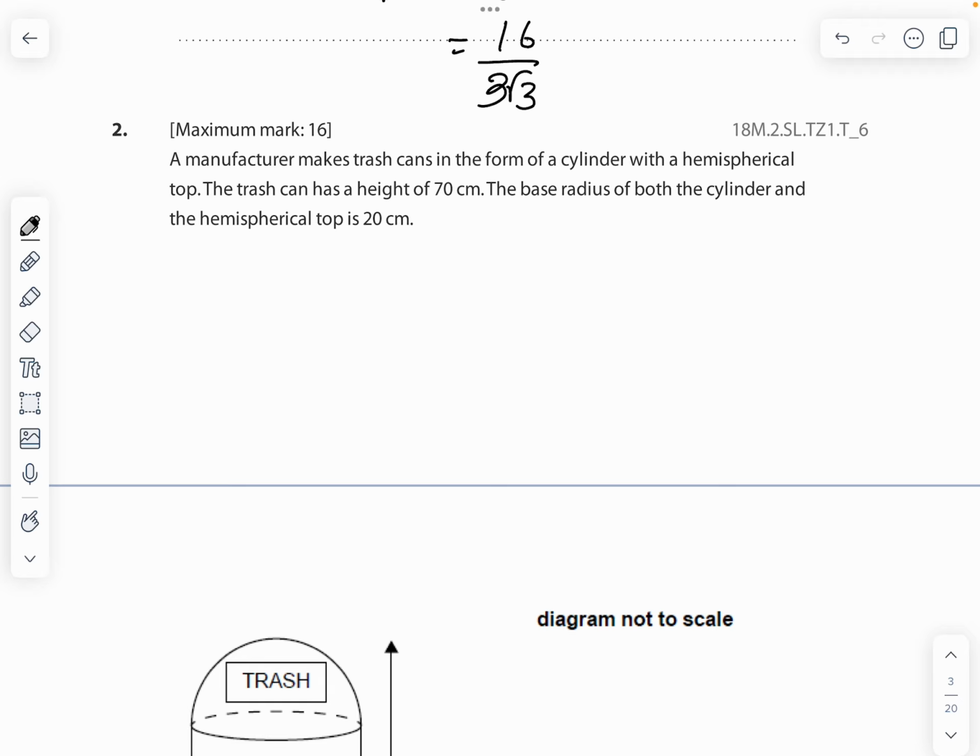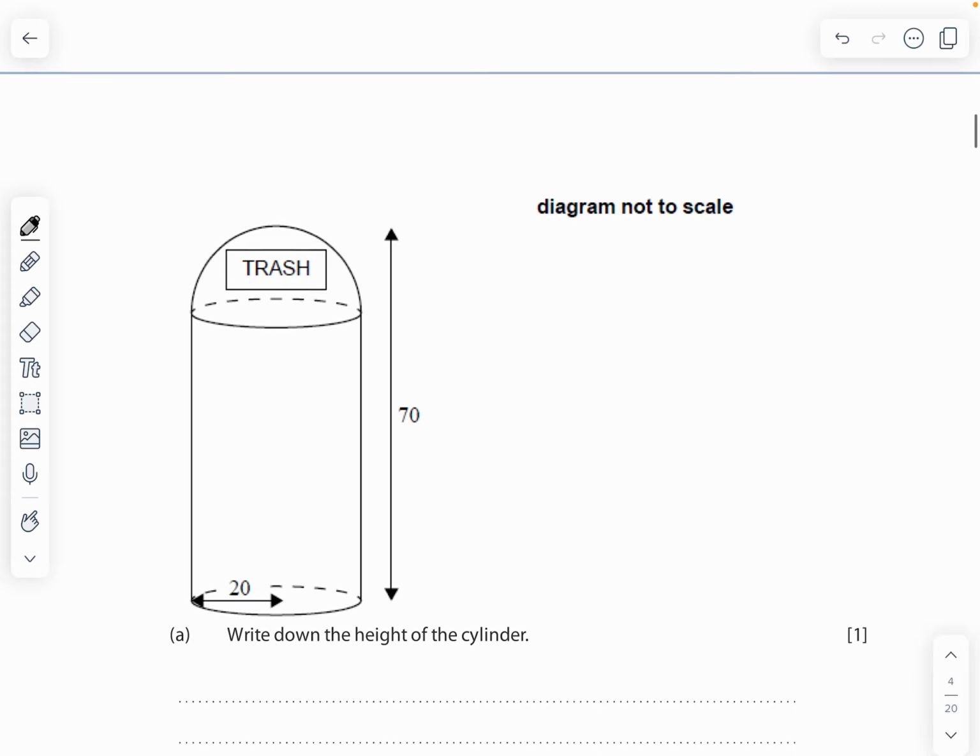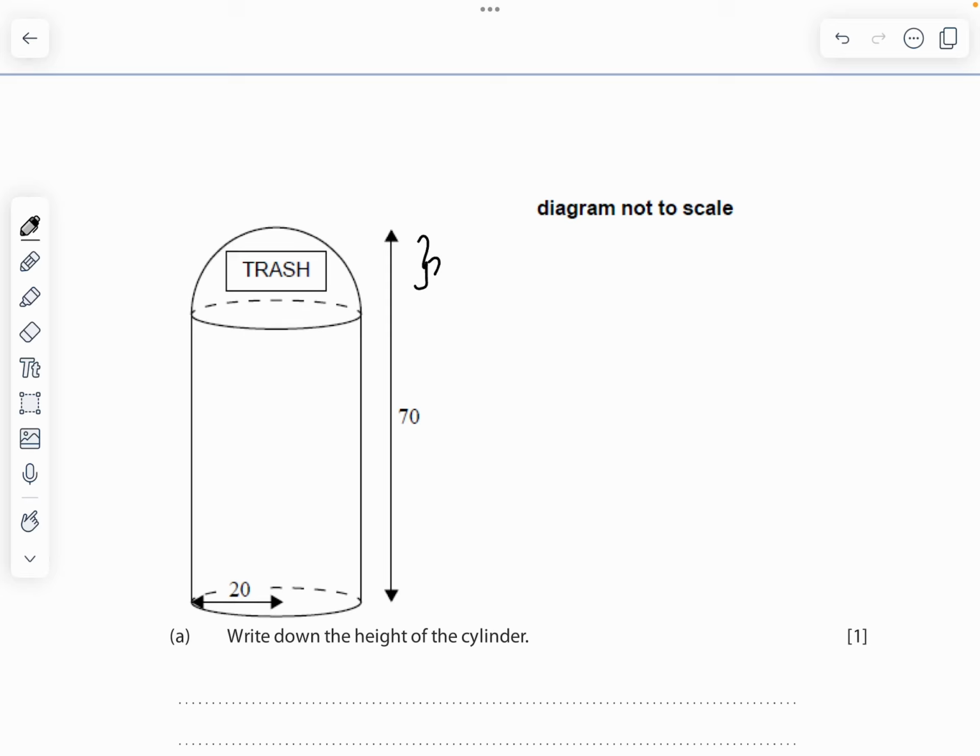Now coming to question number 2, which is from paper 2. A manufacturer makes trash cans in the form of a cylinder with a hemispherical top. The trash can has a height of 70 centimeters. The base radius of both cylinder and hemisphere is 20. Write down the height of the cylinder. So this is 20. So the height of the cylindrical part will be 70 minus 20, which is going to be 50.